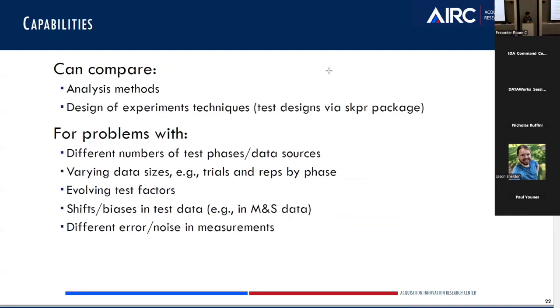Okay, so this R code that we have can simulate a lot of different things. We can use it to compare analysis methods. We can also generate data sets that have different sizes, the different factors that I just showed you, different models, and different test designs. If we want to look at the effect of choosing different test designs for the different test phases, it has all of this built into it.